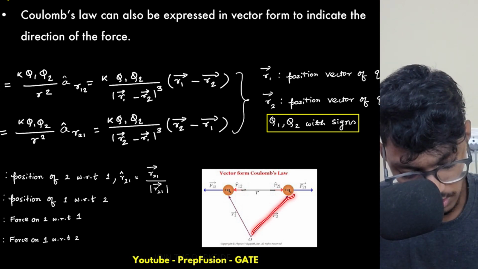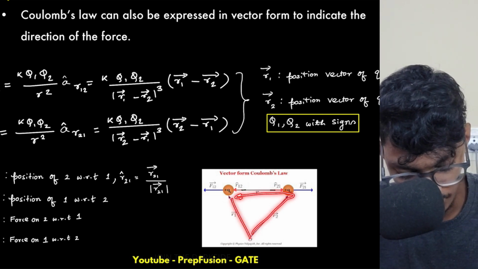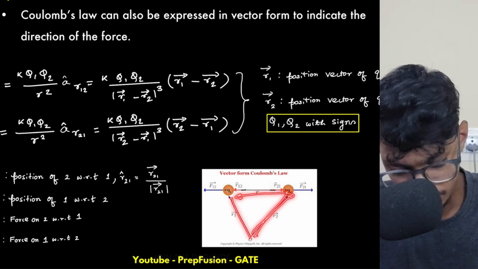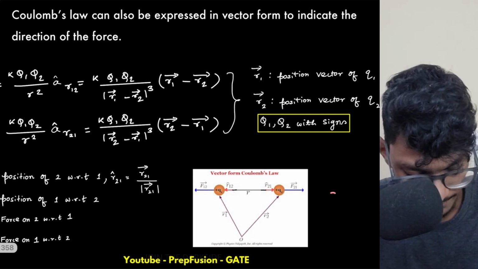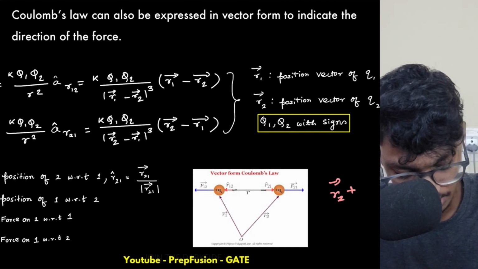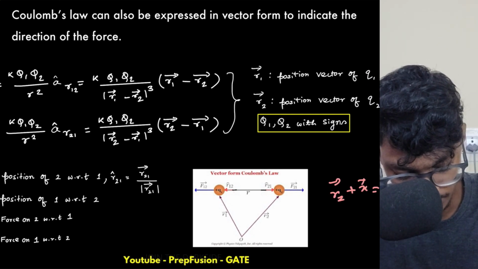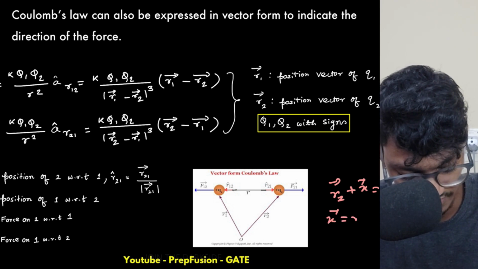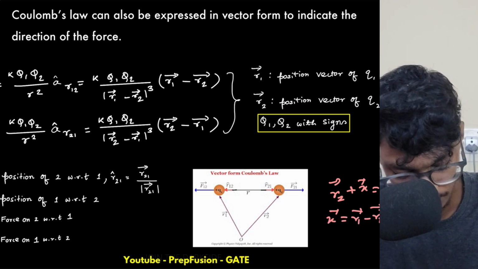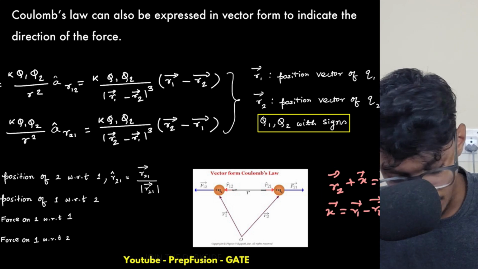So R2 plus some X is equal to R1. So I'll write here: R2 plus some X vector will give me R1. So I want this X vector. What will the X vector be? The X vector will be R1 vector minus R2 vector. Okay, so you can understand why I wrote it here.